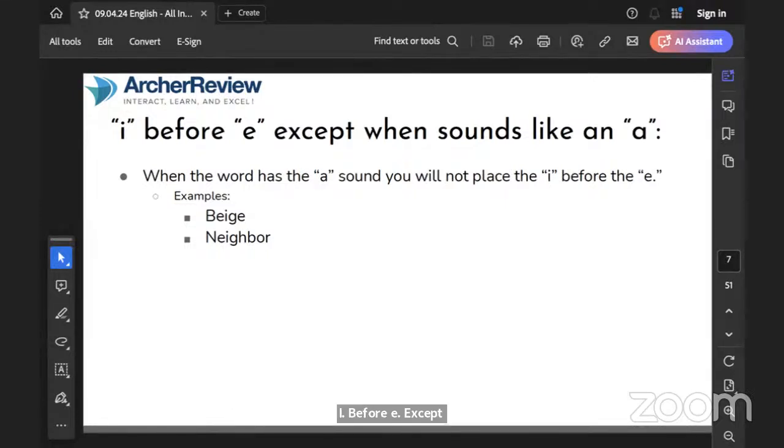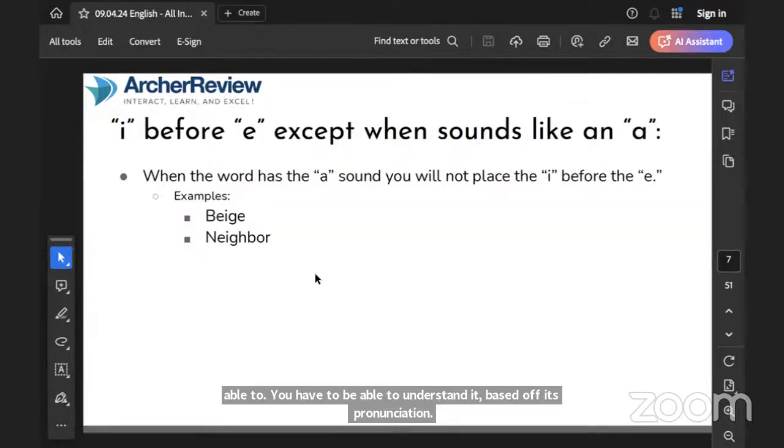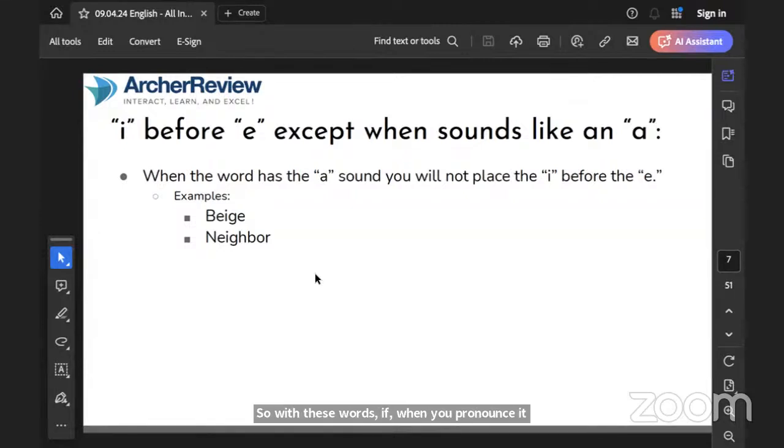Well, what's that mean? Well, have you ever wondered why there's the rule I before E except after C, but then you have words like beige or neighbor? Well, you put the E before the I, but there's no C there, so why is the E coming first? Well, it's because when you pronounce those words, you have to be able to understand it based off its pronunciation. So with these words, if when you pronounce it, it makes the A sound, then you would put the E first instead of the I.